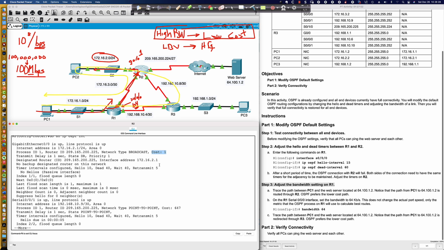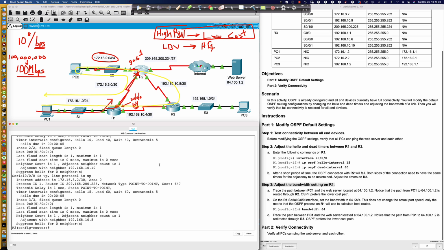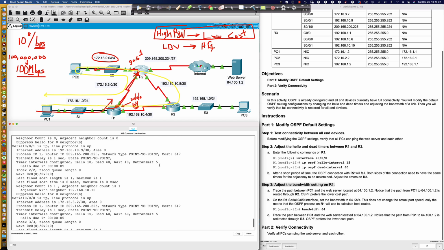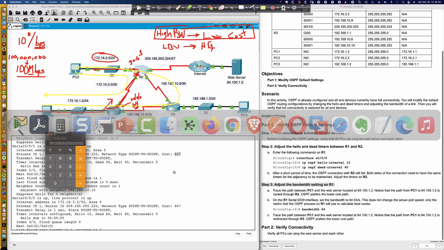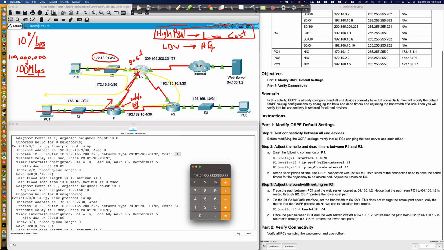But where is that not going to be the case? Well, let's take a look here at serial 001. The cost is now 647, right? And you might be asking yourself, wait a second, can that be right? Well, remember, this interface 001 on router 2 and then 000 are the same, right? You can see that they're the same.